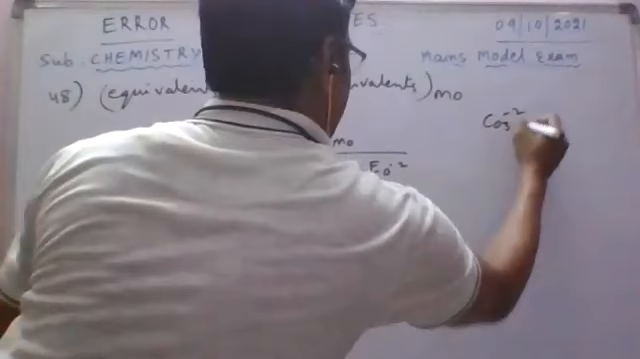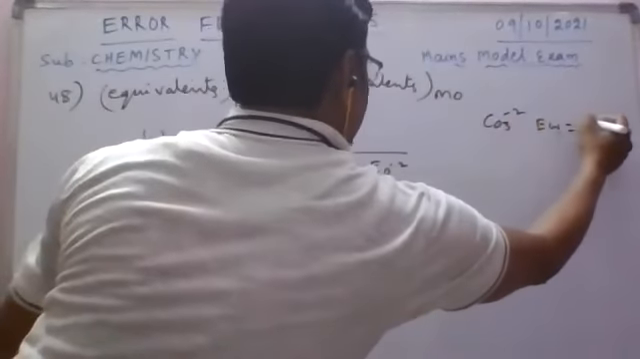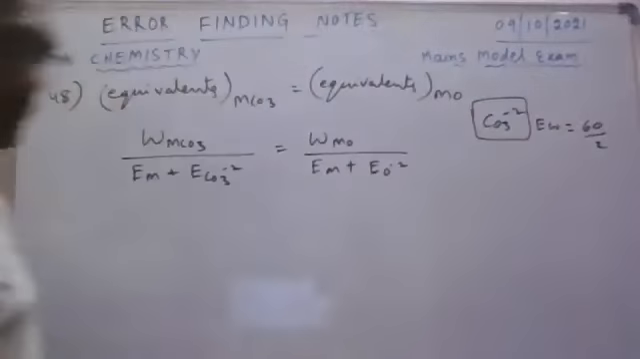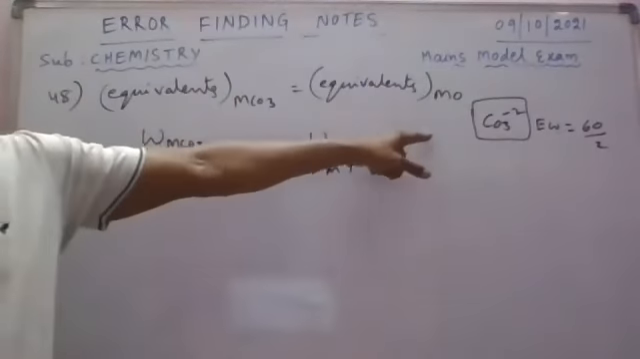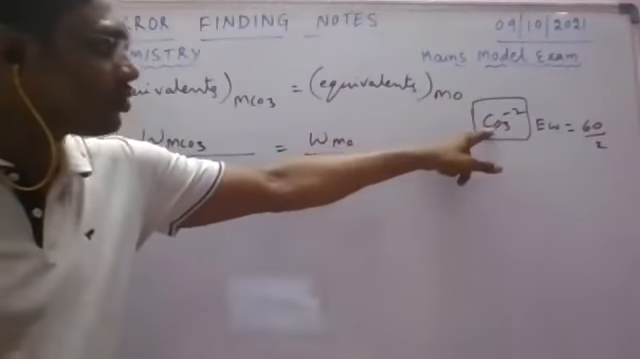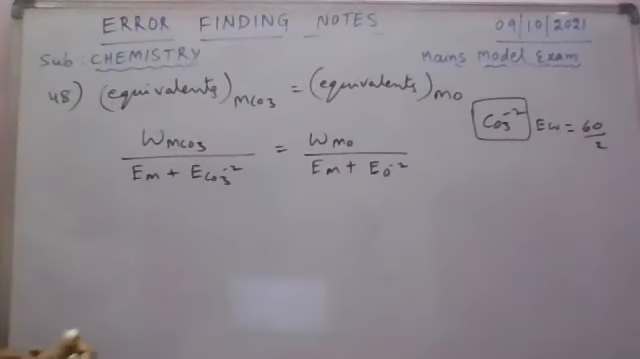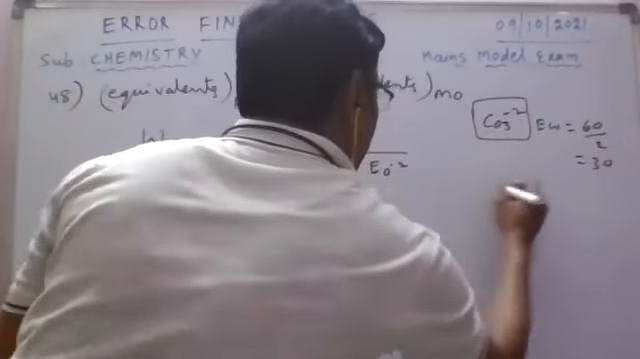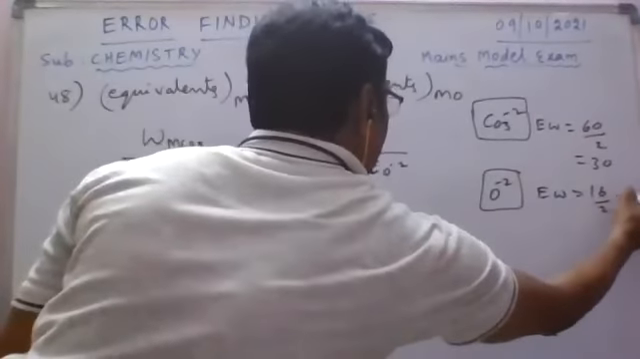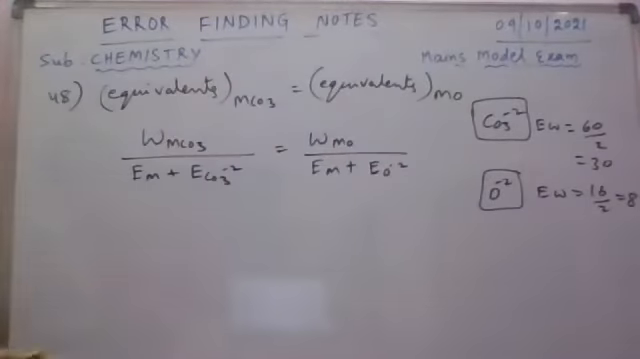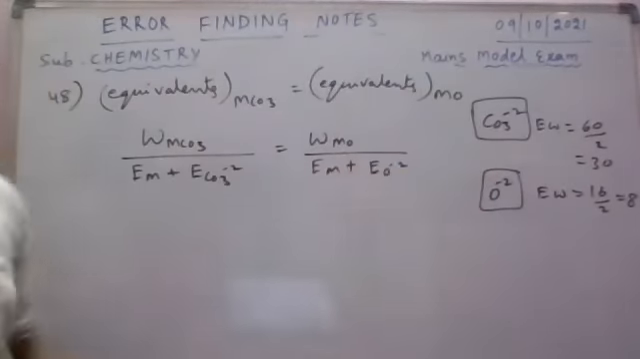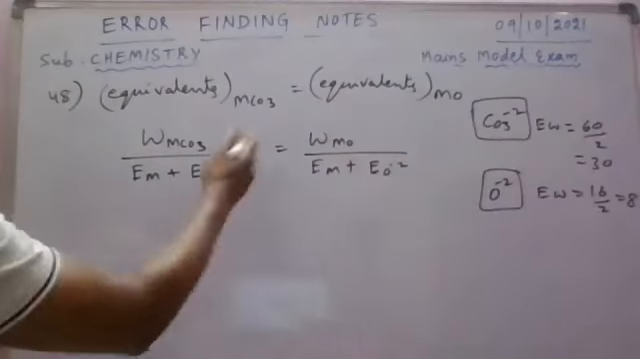Look at this, CO3 minus 2 equivalent weight is equal to 60 by 2. Okay, now molecular weight by n factor. Here the ion's n factor value is 2, molecular mass 48 plus 12 is 60. 60 by 2 is equal to 30. Similarly, O minus 2 equivalent weight is equal to 16 by 2, which is 8, because oxygen atomic weight is 16, valency 2, charge minus 2.